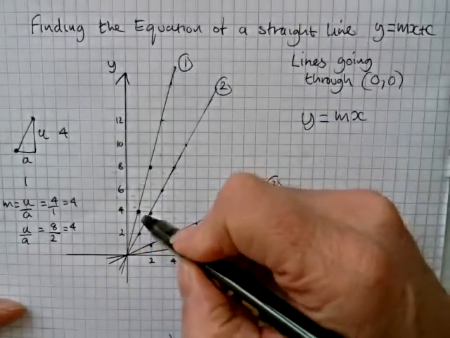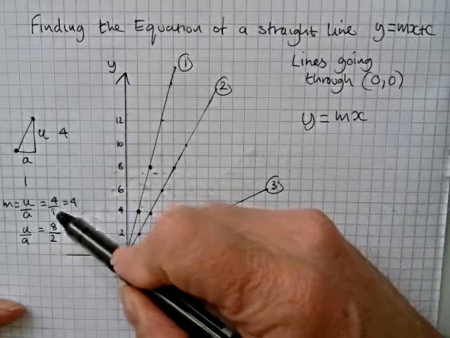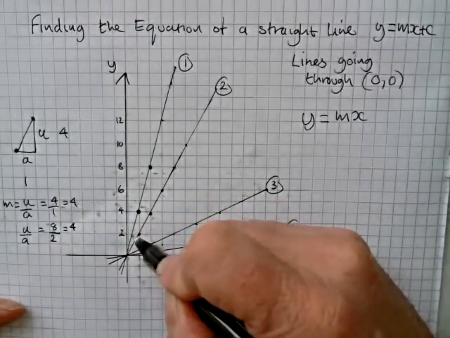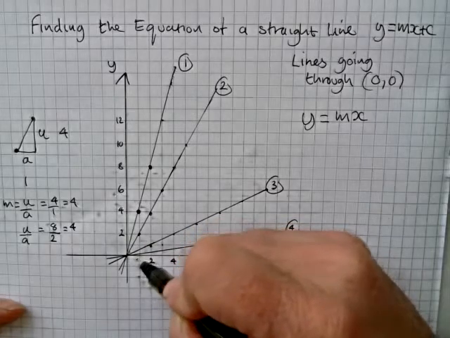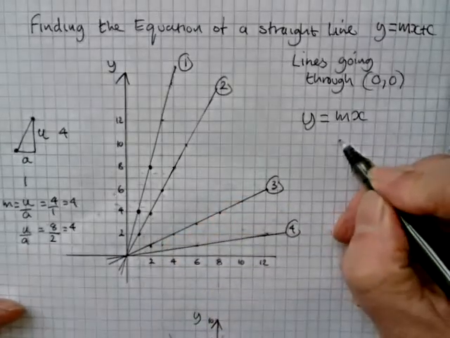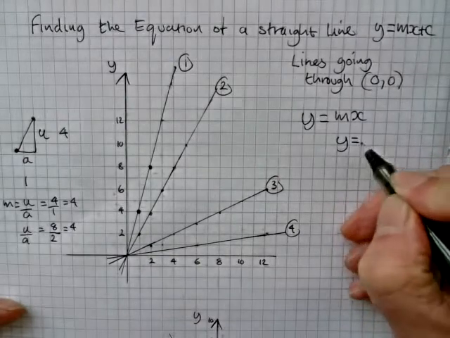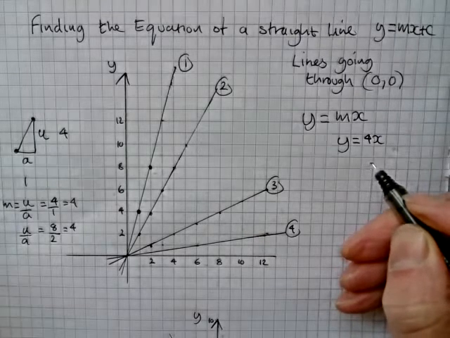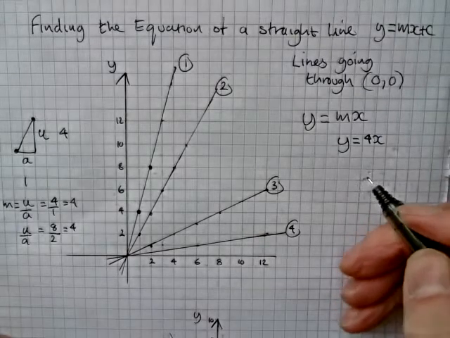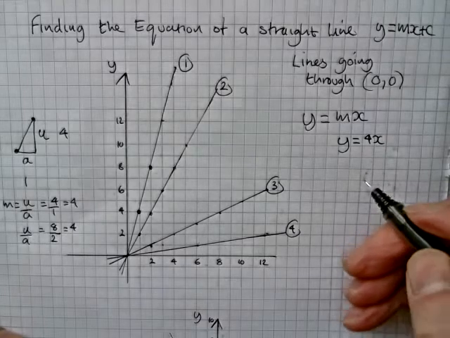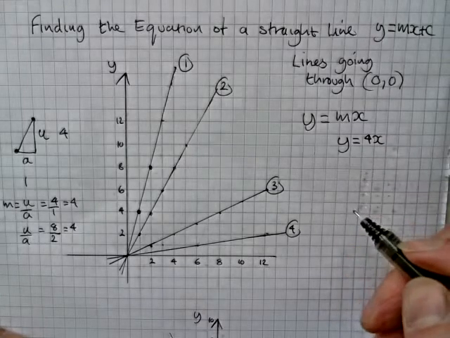Now it's sensible to choose whole number values to make this calculation easier. Had I gone half and 2, that would be a little more awkward. So just choose whole values to find that gradient value. So our first equation then is y equals 4x. Now, it's a good thing in these videos to try and see if you can find the next one yourself. So stop the video, try and find the next one yourself and see if you get the right answer.